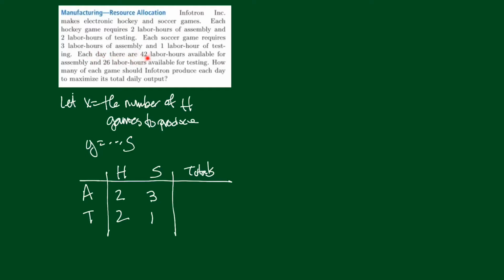Well, each day there are 42 labor hours available for assembly. So just for assembly, down here, what's the total hours available? So this is going to be, I'm going to leave a space here, 42, but we don't have to use exactly 42. We could use less than or equal to 42, right? You don't have to use all 42 hours. And then what do you know about testing? Testing, you have 26 hours available. So that is going to be less than or equal to 26.